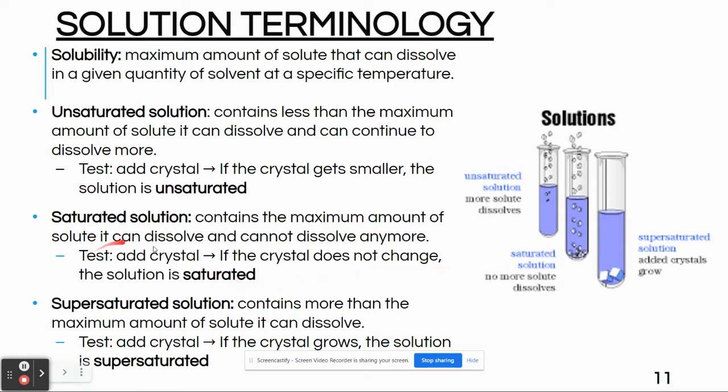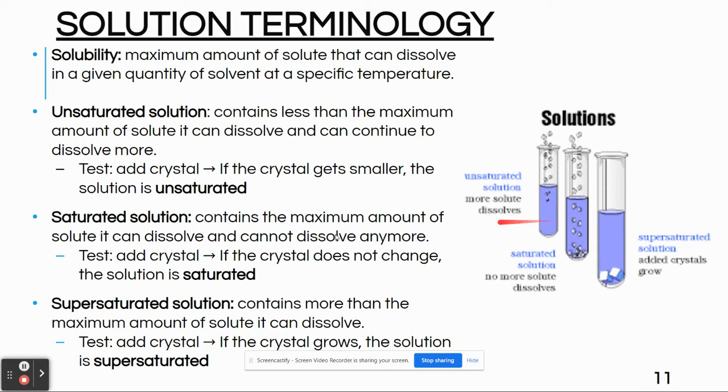Well, what you do is you would add a crystal of your solute that you're trying to see if you're saturated for. And if the crystal doesn't change size, basically it doesn't dissolve, then what that means is that you're saturated. And when you're saturated, what's basically happening is that your crystal would be dissolving and undissolving at the same rate. So you'd have dissolving and crystallizing at the same rate, and basically it looks like nothing's happening to your crystal.